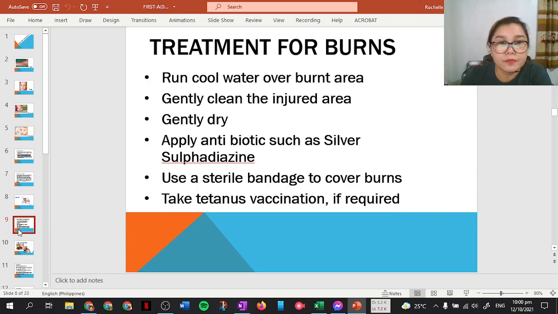Okay, next. So, treatment for burns, run cool water over burnt area, gently clean the injured area. Mahapdi yun, so you don't need to rub it. So, gently dry, apply antibiotic as silver sulfadiazine. So, ito yun sa mga serious na burns. Pero pag halimbawa paso lang na namula lang, so ganun lang pwedeng gawin. And then use a sterile bandage, cover burns for serious burns, and take tetanus vaccination if required. So, kasi minsan, pag serious burns, may damage na sa skin, so pwede nang mapasukan ng dumi. So you need to take anti-tetanus vaccination.